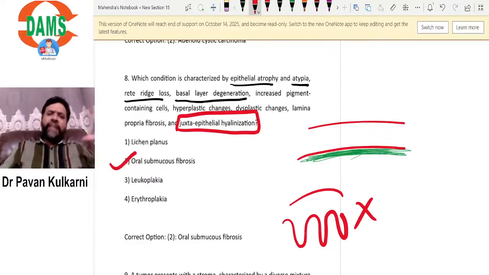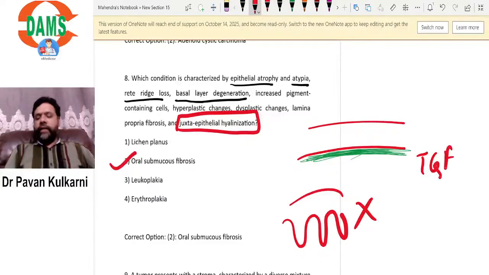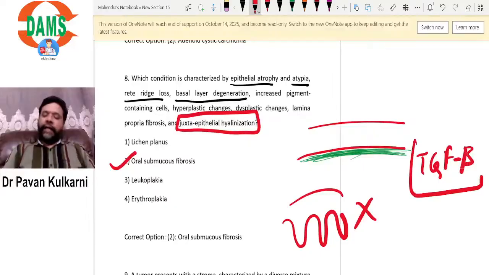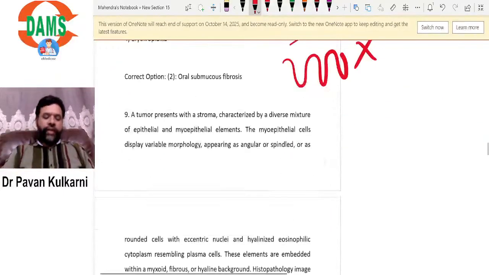And why do you see this hyalinization, homogenization? Mainly because of the growth factor TGF beta. So because of this TGF beta, transforming growth factor beta, there is increased collagen production and decreased collagen degradation. That leads to end result is fibrosis. Let us move to the next question here.